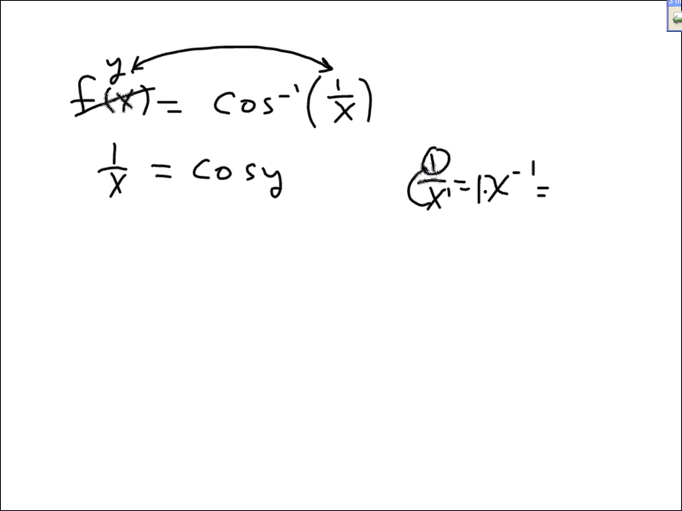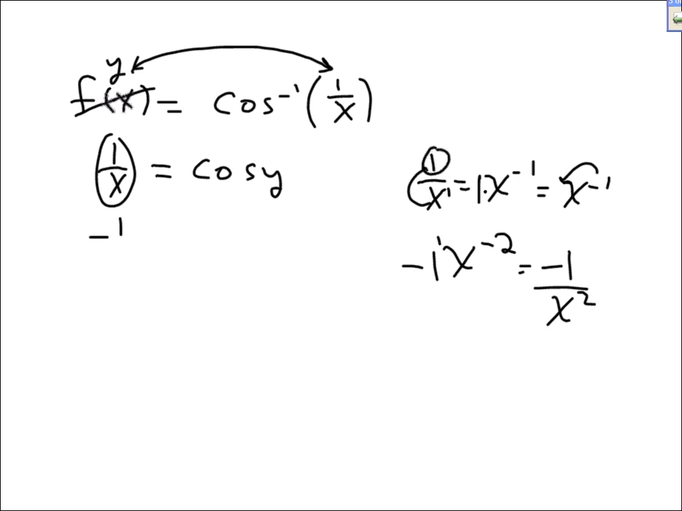For 1 times anything is anything. The derivative: bring down the power, make the new power 1 less. The negative 1 has a positive exponent. It's 1. The x has a negative exponent. I cross the division line and I make the power positive. The derivative of 1 over x is negative 1 over x squared.